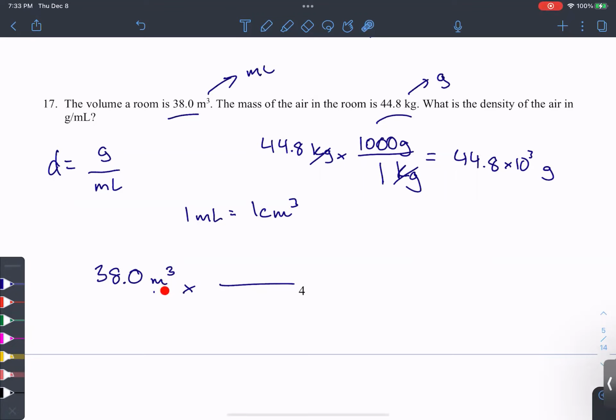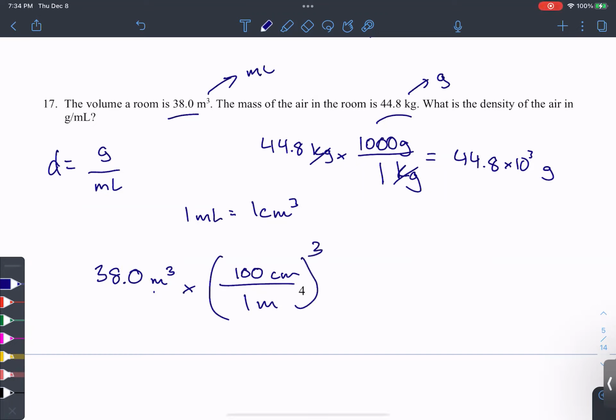Do you know how many centimeters are in a meter? Yes, I do. Okay, great. So 1 meter is how many centimeters? 100. Okay, so you basically have to do this 3 times, because what is a cubic meter? It's a meter times a meter times a meter. So all you have to do is this conversion 3 times.